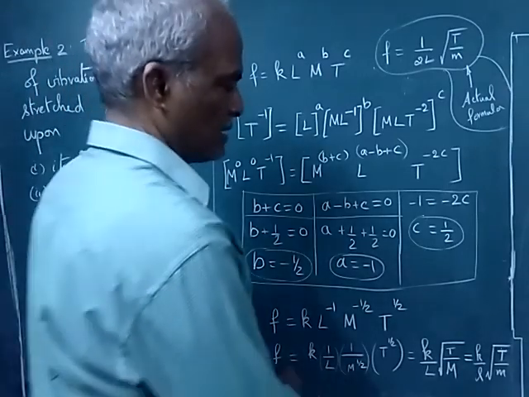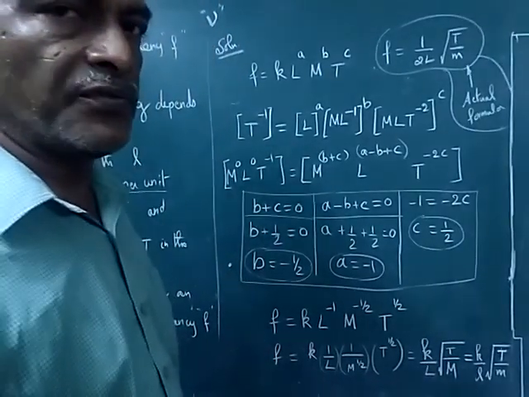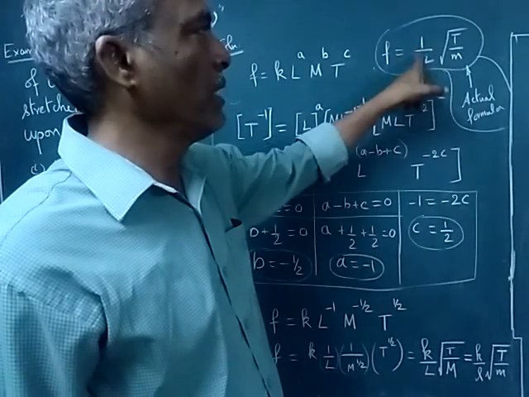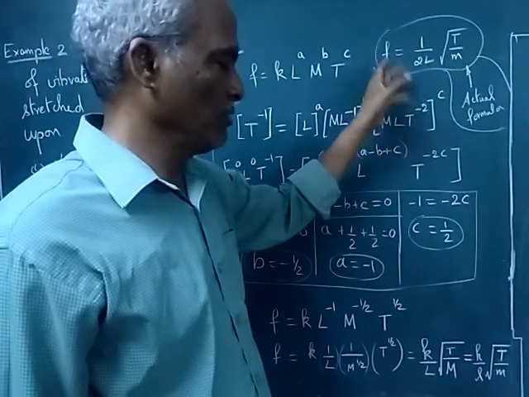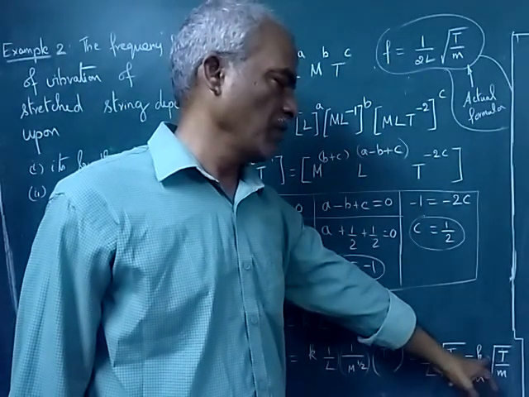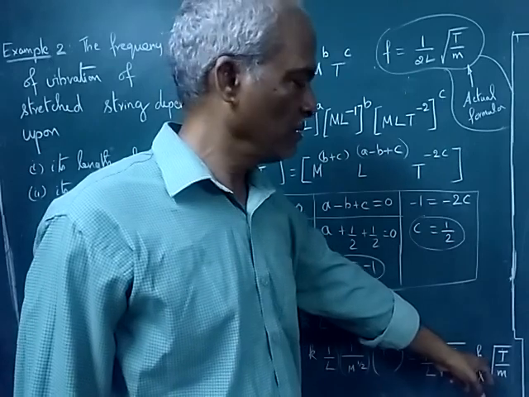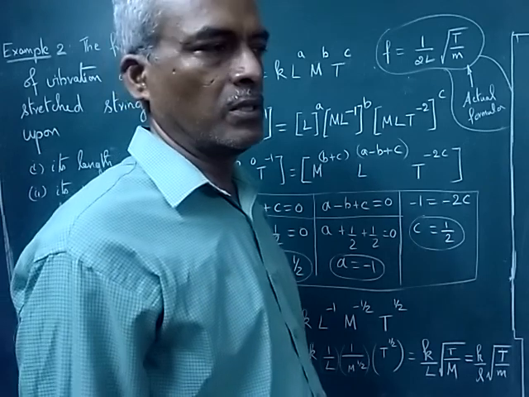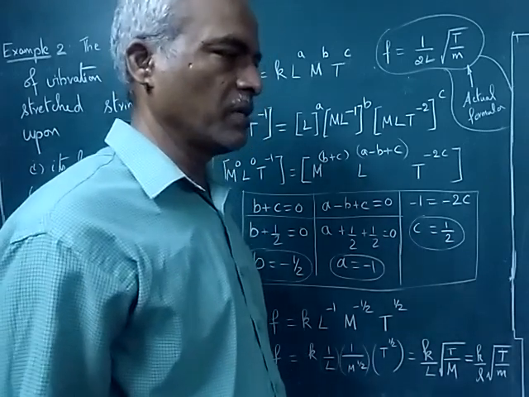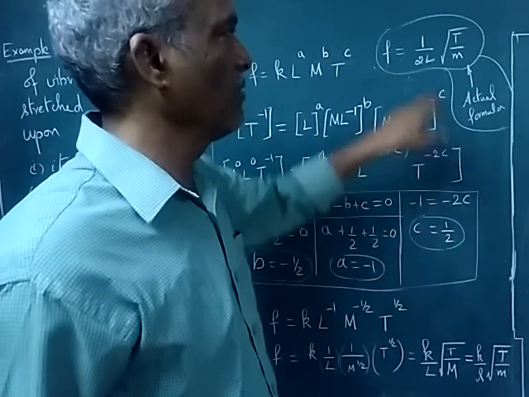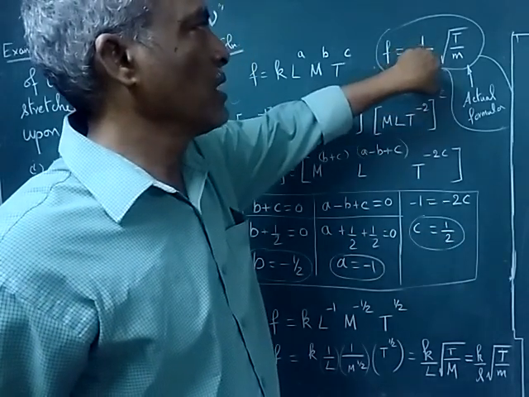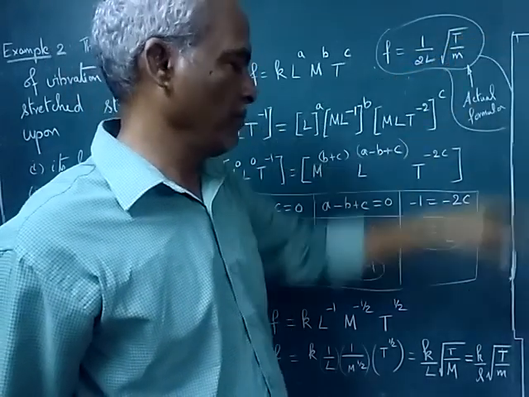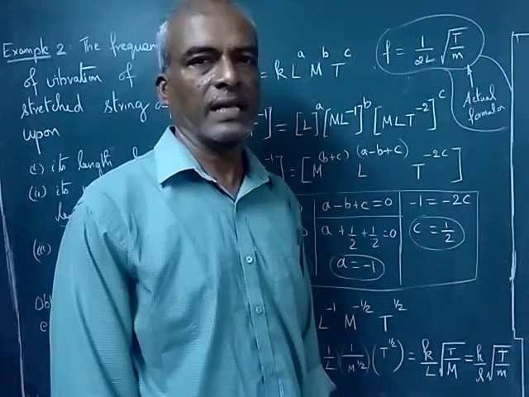But this is what we have analyzed dimensionally and got the formula. But in the actual formula, the k value is 1 by 2. This is the actual formula. Now just compare and see. We don't know the value of k in dimensional analysis, whereas in the actual formula, after doing so many experiments, they have arrived at frequency is equal to 1 by 2L root of T by m. But here we are writing it as it is, as k.